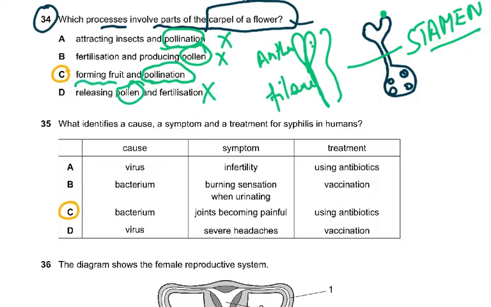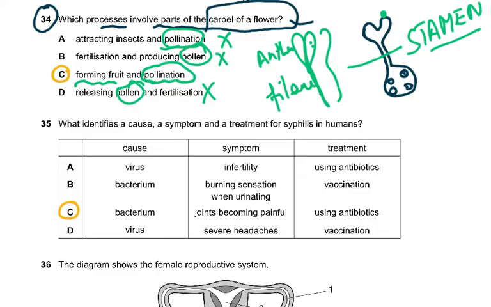But why were these wrong? Attracting insects and pollination, that's not part of the carpel. That is because of the petals. Then fertilization and producing pollen: yes, anthers produce pollen, and fertilization occurs in the ovules, so that was wrong. But forming fruit and pollination: forming fruit means, of course, when the pollen lands on it, it receives the pollen. Releasing pollen was again wrong because the anthers release the pollen.